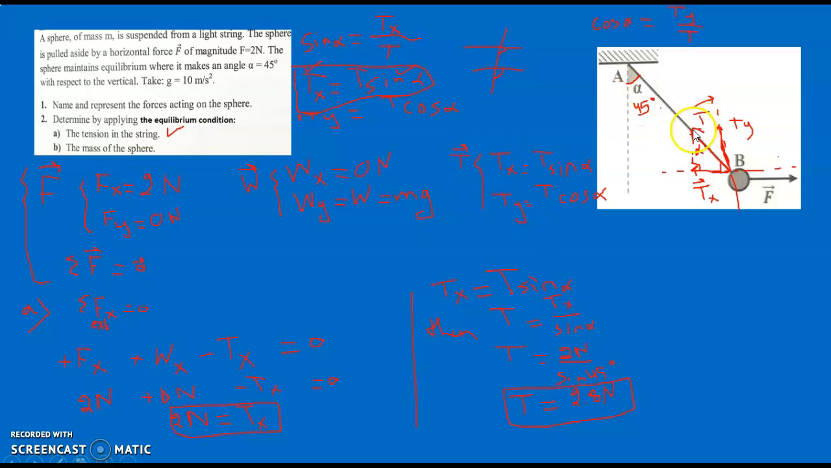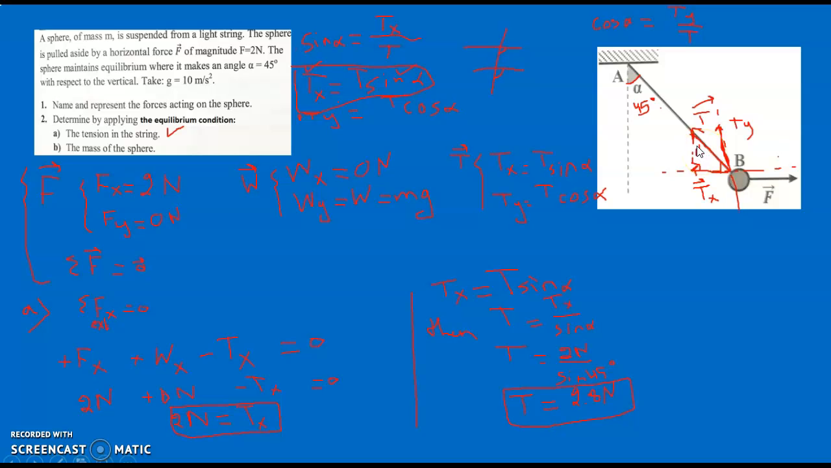So if you project T on the x-axis and on the y-axis, we have these two vertical lines that are parallel to each other, and this is bisecting them. So these are corresponding angles. We can consider this angle to be alpha too, because corresponding angles of parallel lines are equal. So this is 45 degrees.